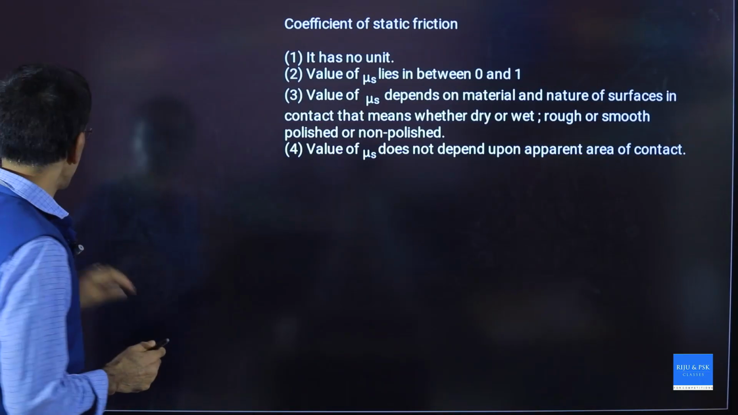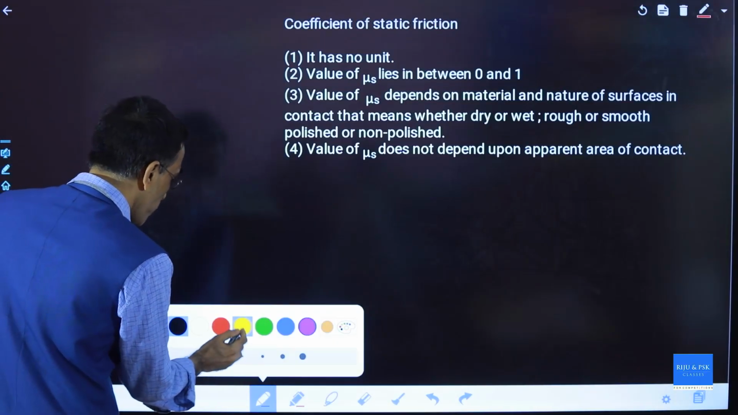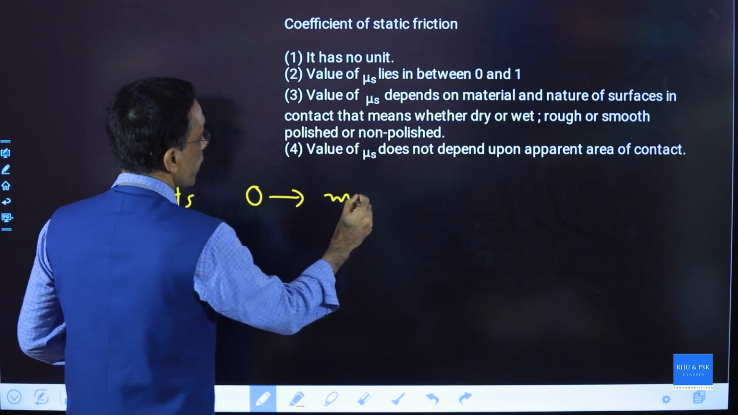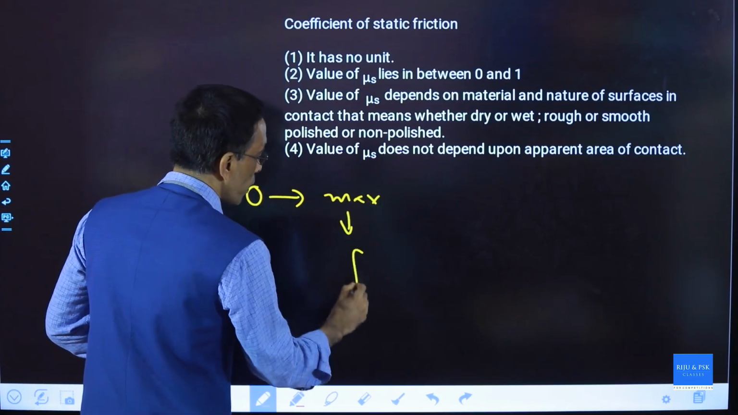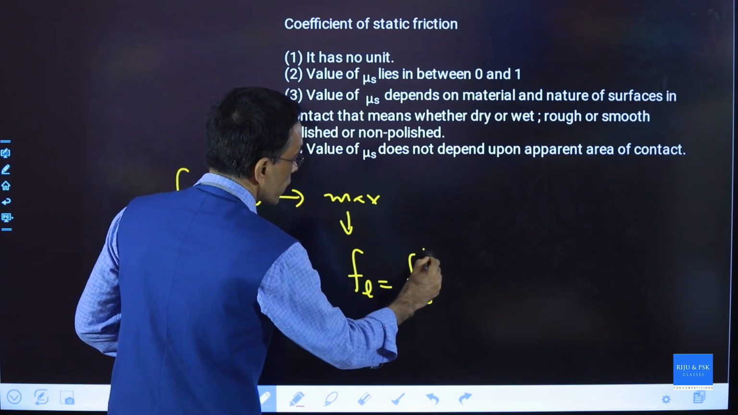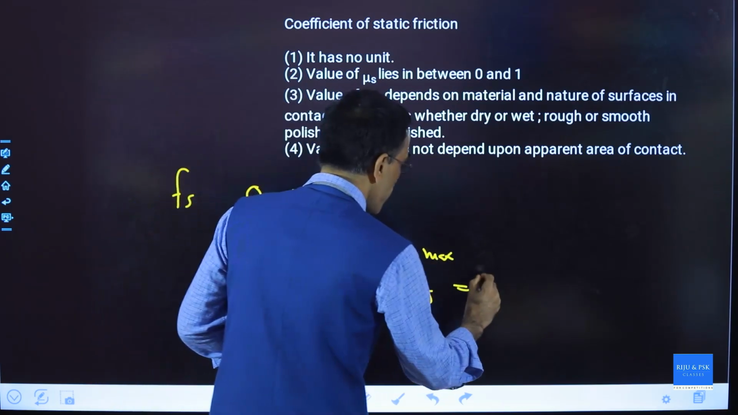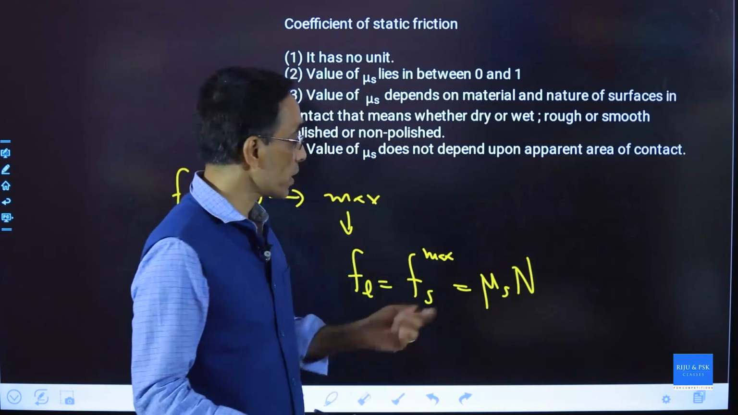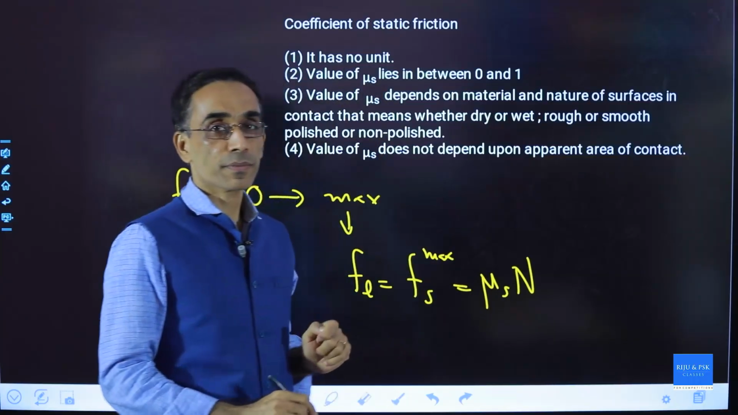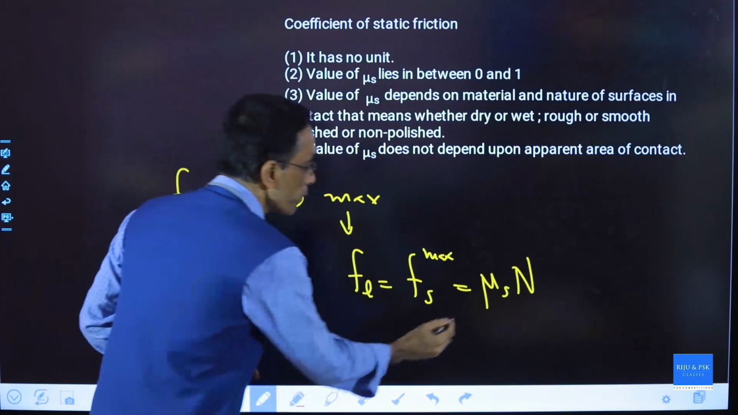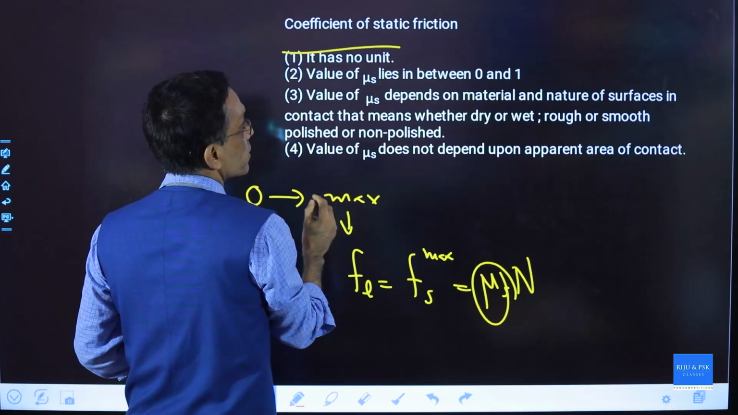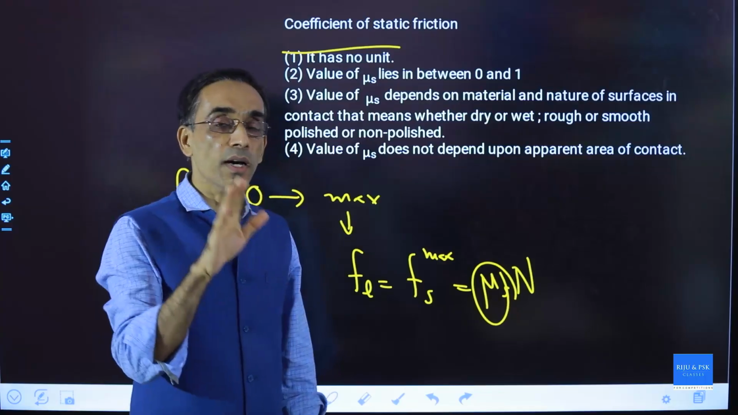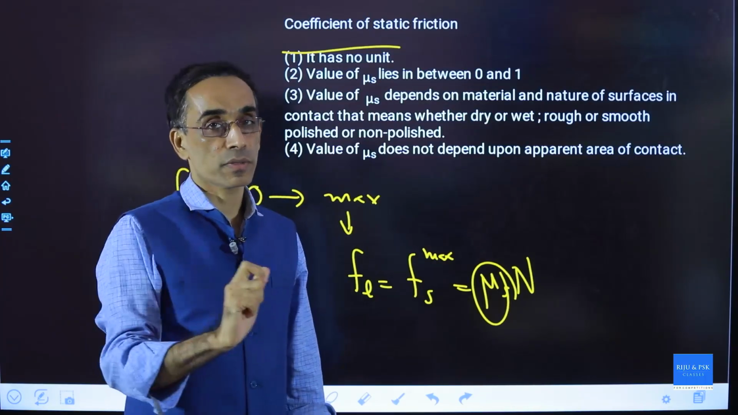Coefficient of static friction. So, you should remember this equation, you should remember these points. What are they? Static friction can vary from 0 to a maximum value, and this maximum value is called limiting friction, or it is also written as Fs maximum, and this is given by the equation mu s into N. What is mu s? Coefficient of static friction. What is N? N is the normal reaction. Okay. And the properties of mu s are given here. No unit. It can be between 0 and 1. It does not depend on the area, but depends on the nature of the surface and the material used.